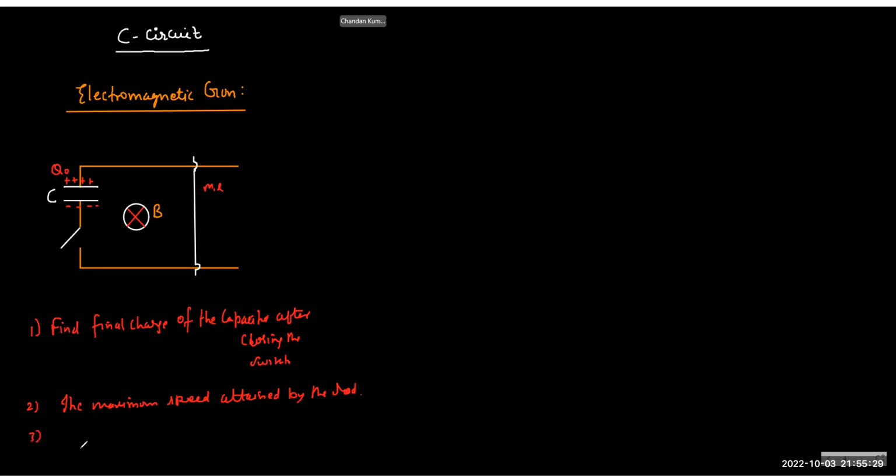And third, the value of m, that is the mass of the rod, for maximum efficiency of the gun. So in a way, you're shooting the rod once you close the switch. So think about it. Try writing a question and how you're going to approach it. I'll take a short break and I'll come back.